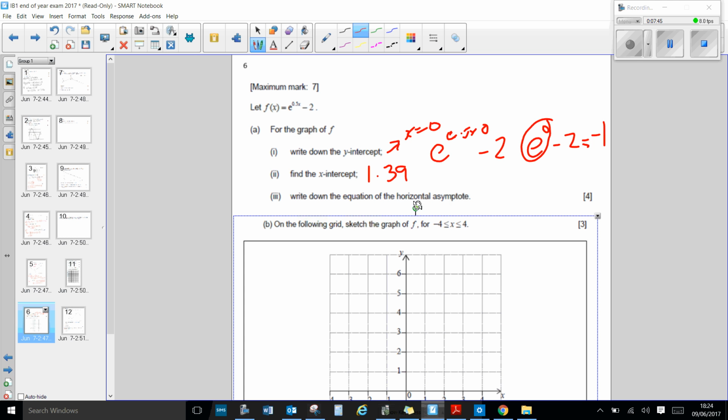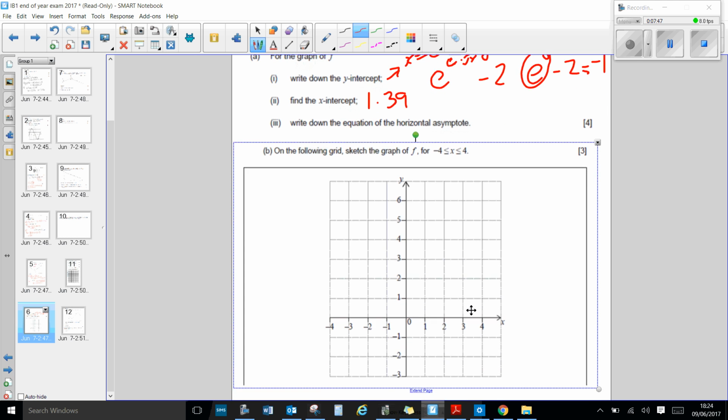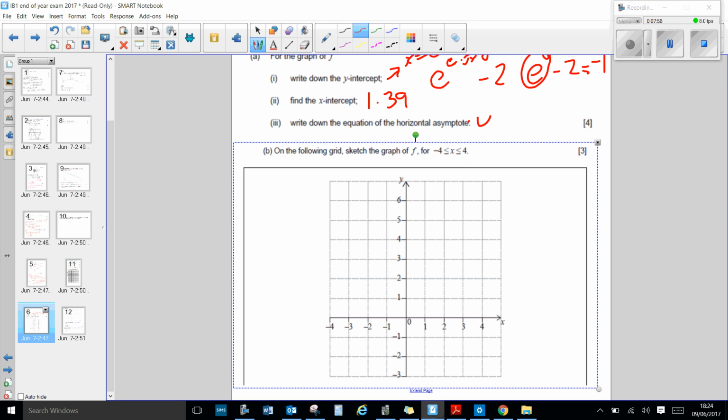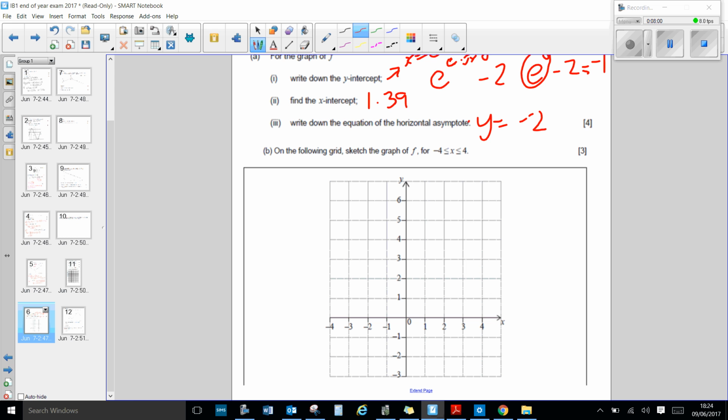Write down the equation of the horizontal asymptote. We can see that the graph gets very, very close to this, but doesn't actually touch it. So that's y equals negative 2. It must be an equation, so it's y equals negative 2.